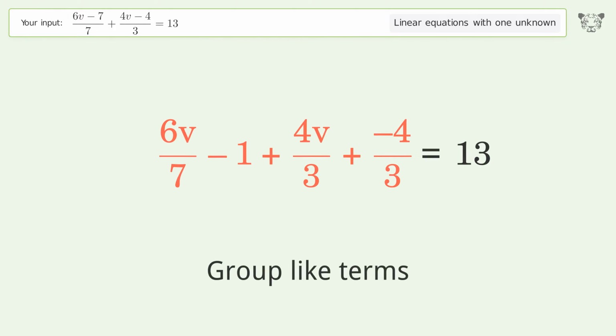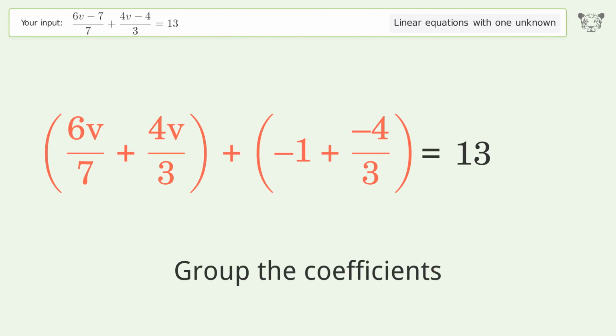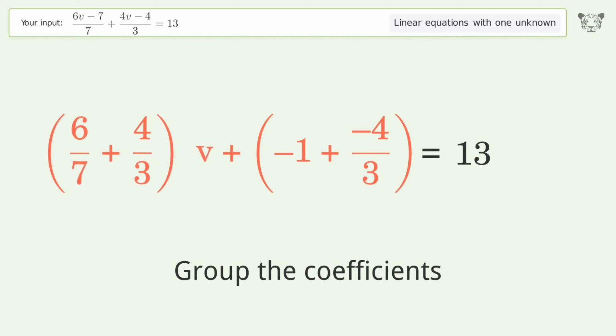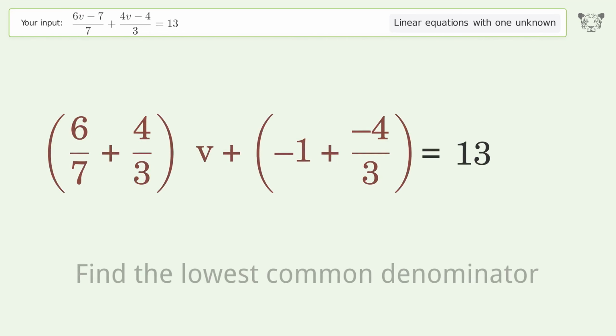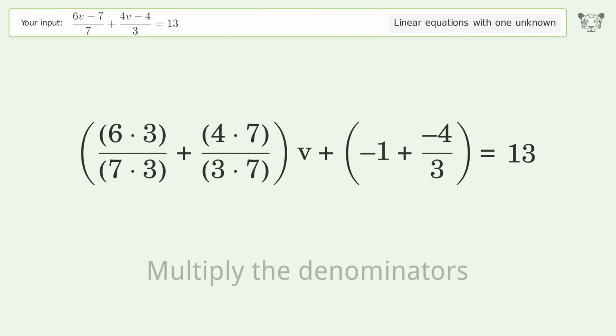Group like terms. Group the coefficients. Find the lowest common denominator. Multiply the denominators.